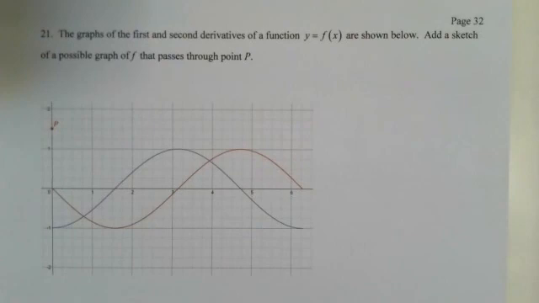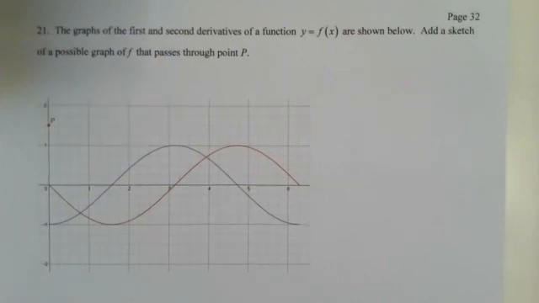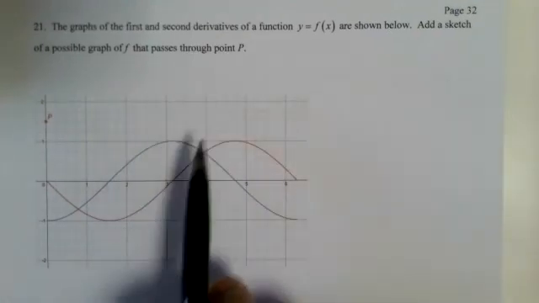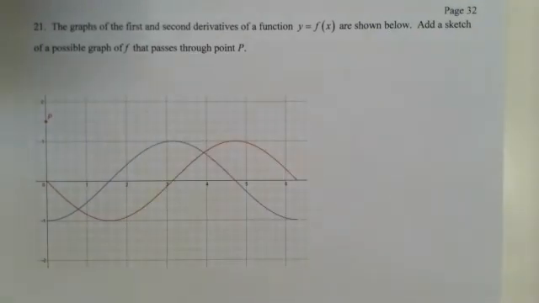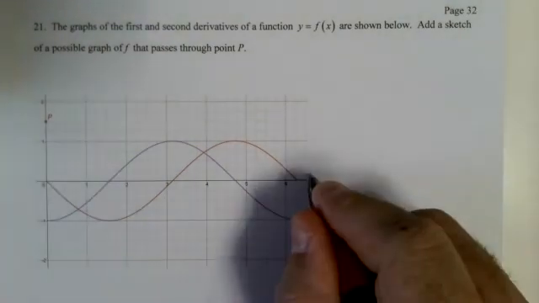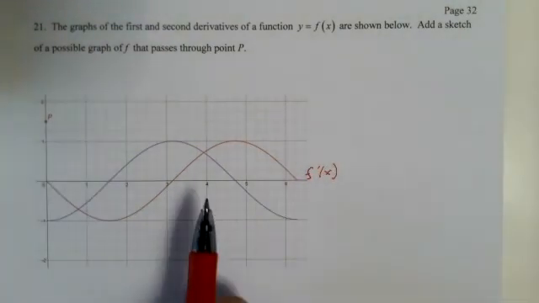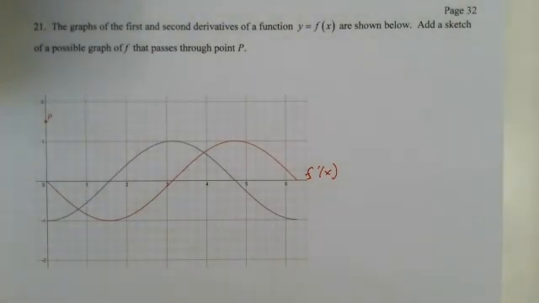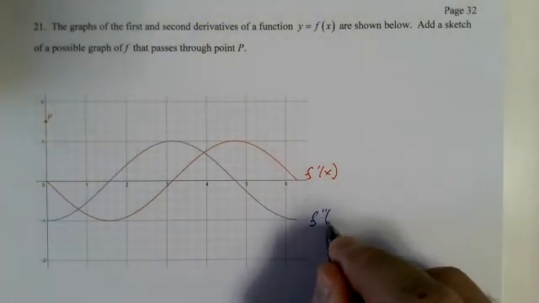Finally, it's probably the longest two videos I've ever made for a single unit. Graphs of the first and second derivatives are shown below. Add a sketch of a possible graph of f. That's the point. So these are blue and red, so I'm going to have to go with a slightly different color. The pen works. Cool. Be nice if they told me which was which. So red is f prime of x. Blue is f double prime of x.